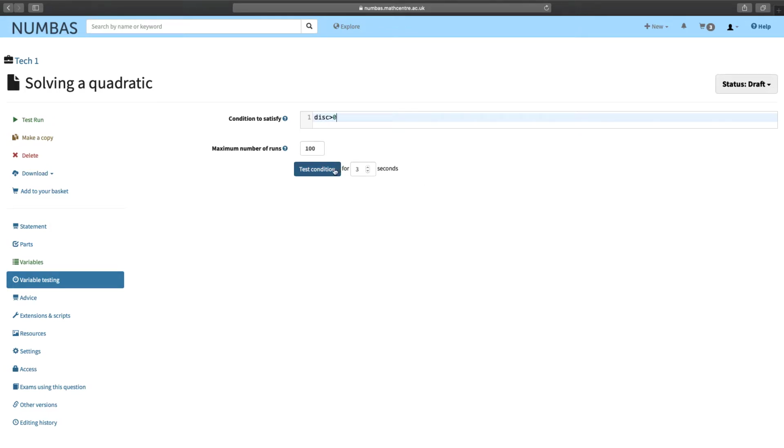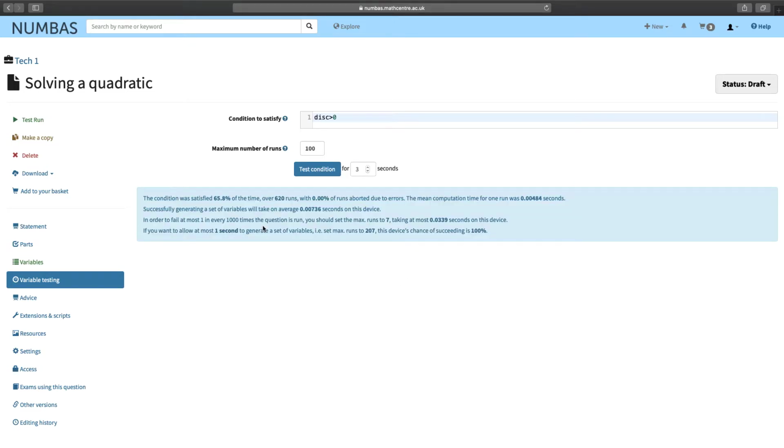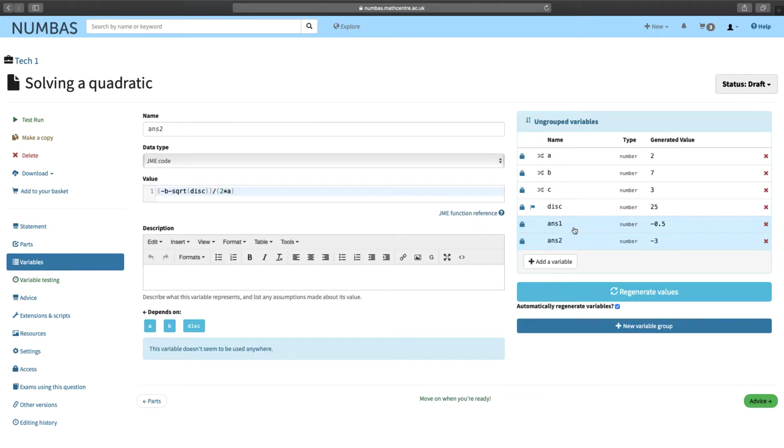If you hit the test condition, it goes through it 100 times, and it's saying here that 65.8% of the time the discriminant was greater than 0. So yeah, 2/3 of the time the discriminant was greater than 0, but what it means now is that when we hit regenerate values, you can do that as many times as you want, and it's now never going to have a negative discriminant. And that is really useful in a lot of different questions, to be able to set values that you don't want to see happen. Okay, so that's really got all the variables sorted for this now.